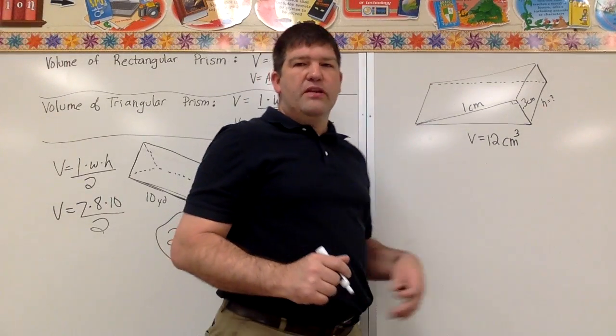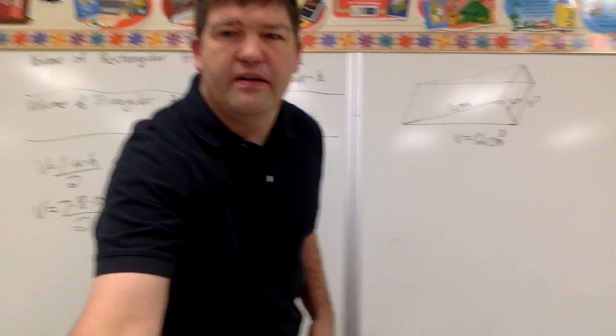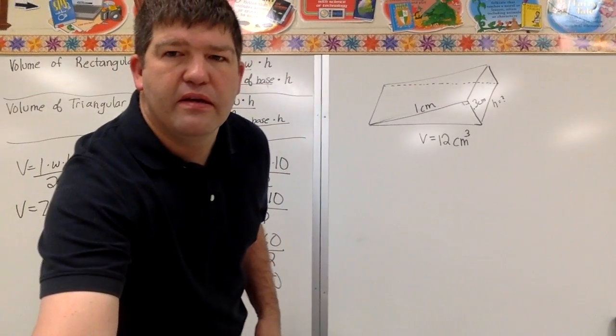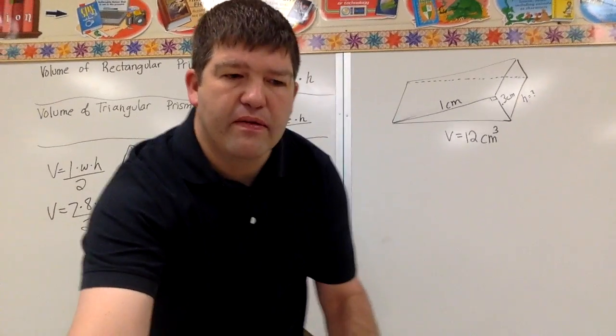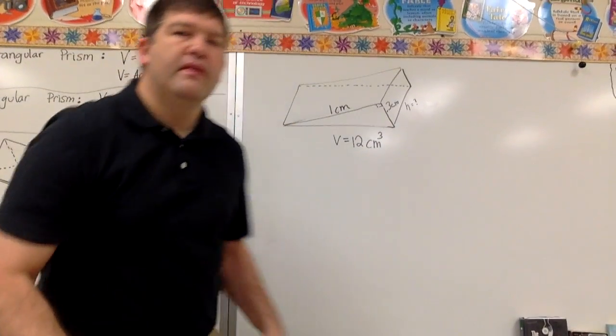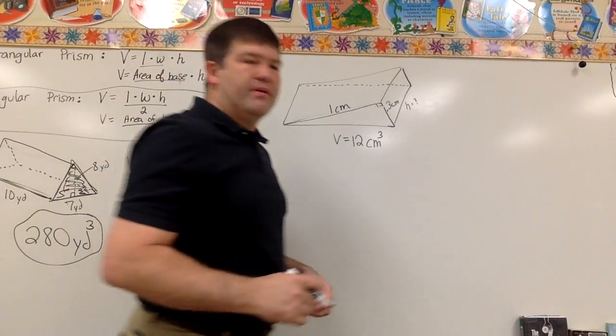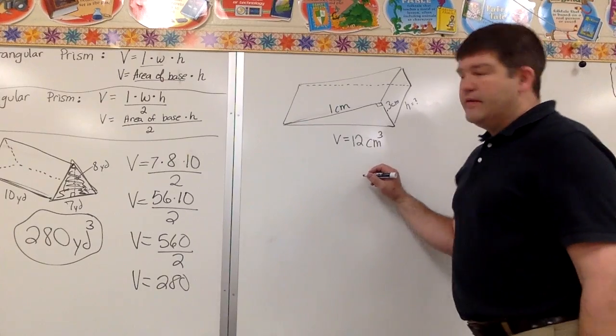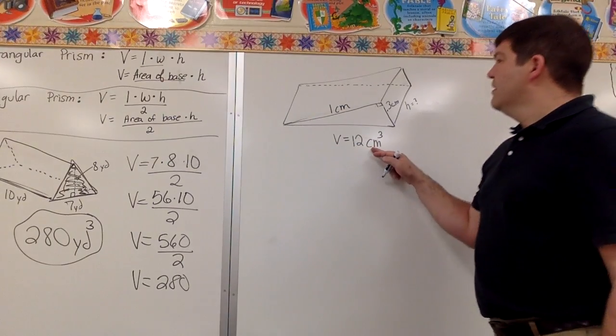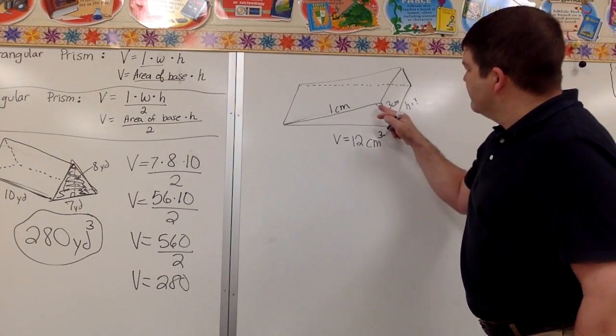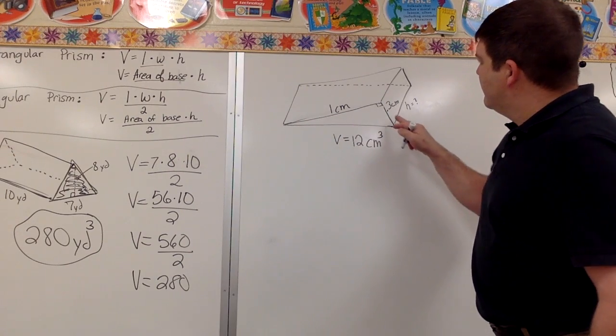Now, you can also figure this out. You can figure out if you're missing a number. Okay, so on this one, I have my volume. This one I have, here's my triangular prism.